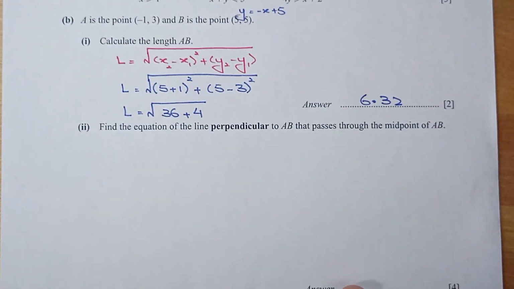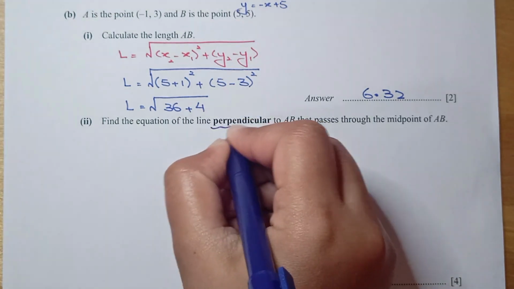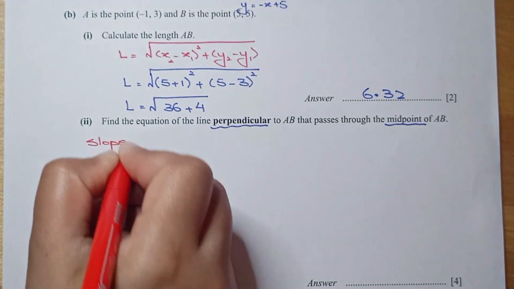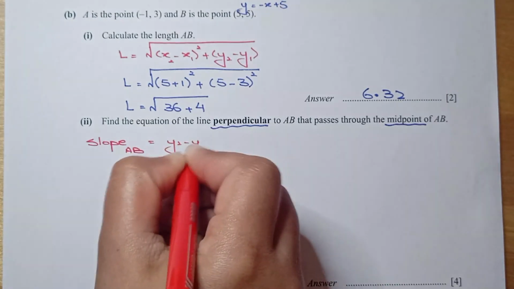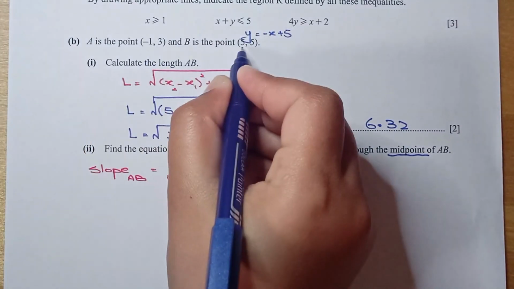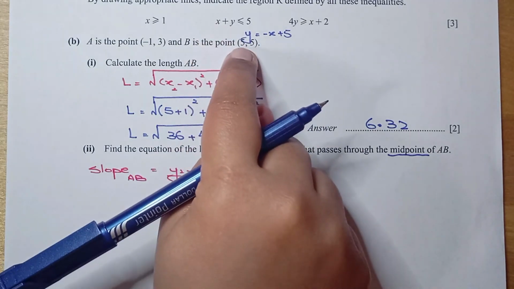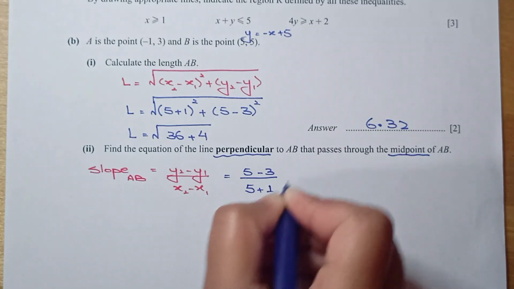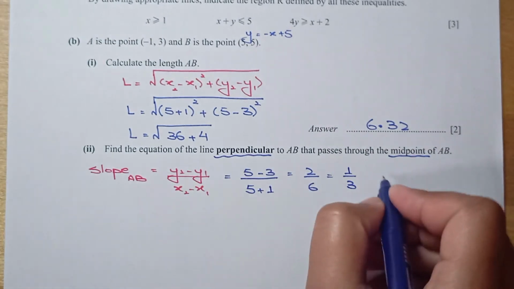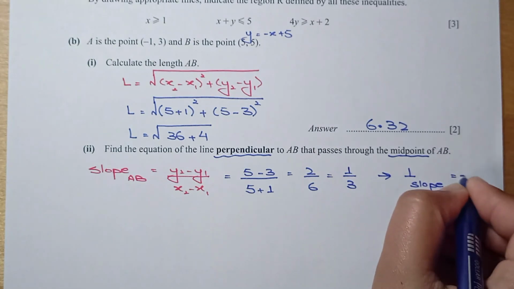Now for the second part, find the equation of the line perpendicular to AB that passes through the midpoint of AB. Okay, if it is perpendicular, we need to find the slope and the midpoint of AB. So what is the slope of AB? Slope of AB is y2 minus y1 over x2 minus x1, right? So 5 minus 3 over 5 plus 1. So we have 2 by 6, that is equal to 1 by 3. The perpendicular slope will be the negative reciprocal of 1 by 3, so that is negative 3.